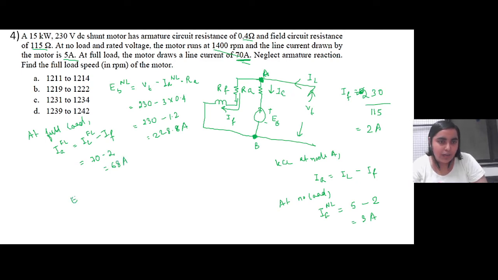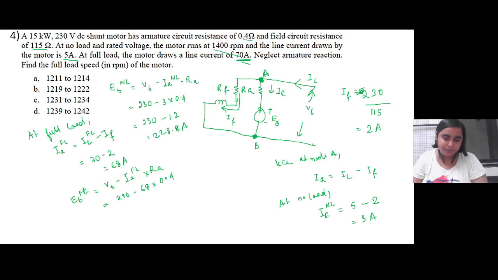So the back EMF at full load will be equal to Vt minus the armature current at full load into the armature resistance. So Vt here is 230 minus 68 into 0.4. So let us calculate this. This is equal to 202.8 volt.